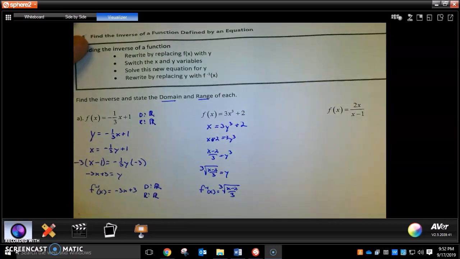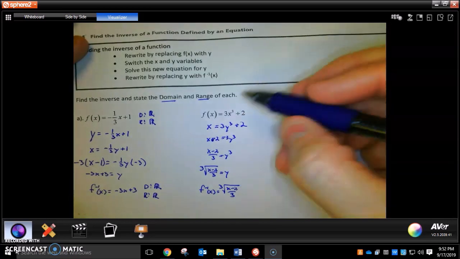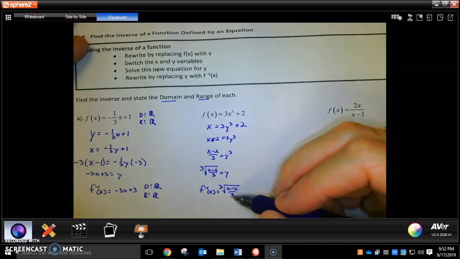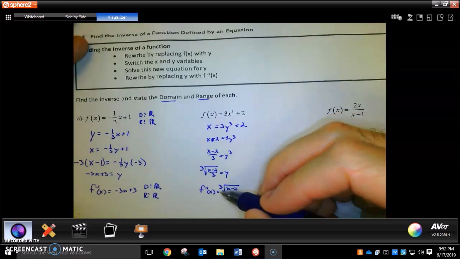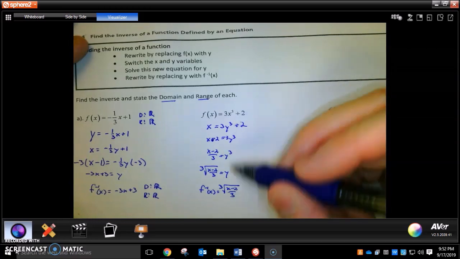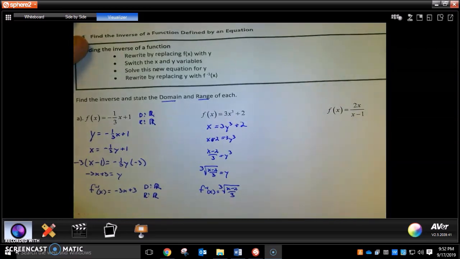Okay, and you can kind of see the connection. You can see a plus 2 and a minus 2. We're multiplying by 3, we're dividing by 3. We're cubing, we're taking the cube root. So you kind of see the inverse operations that are there as well.